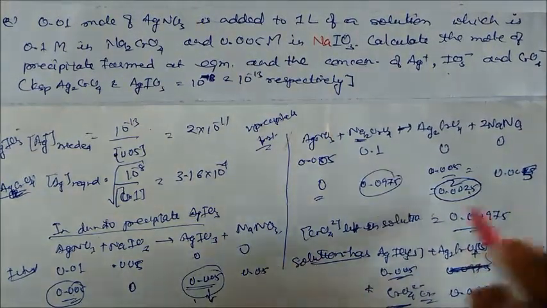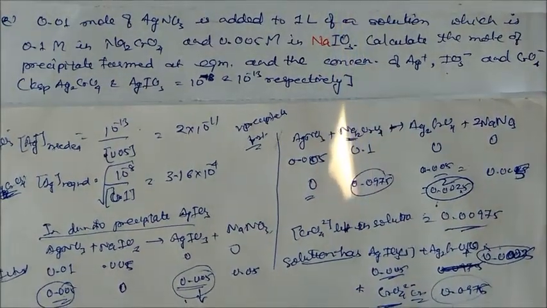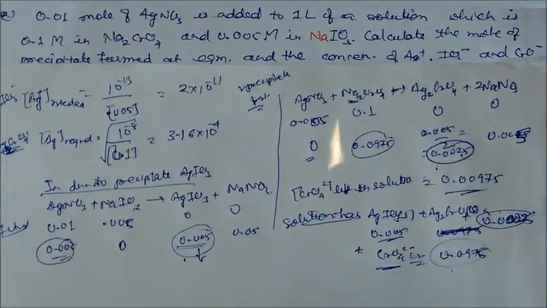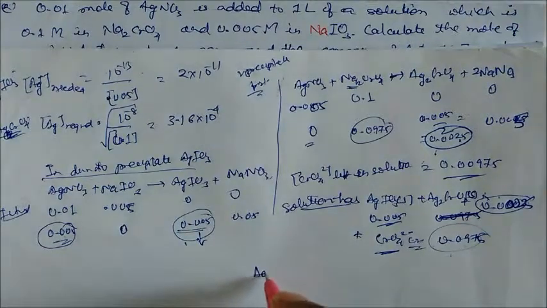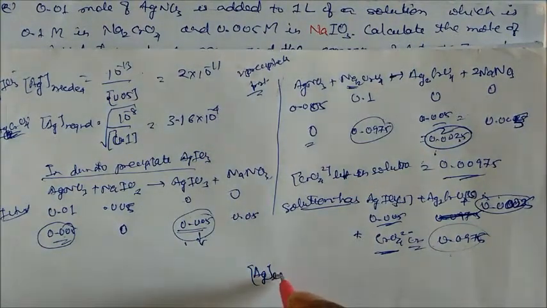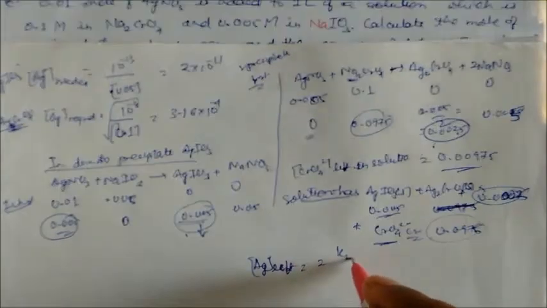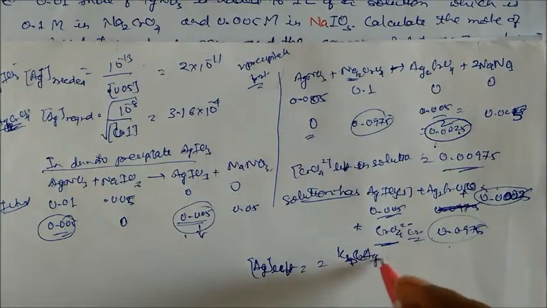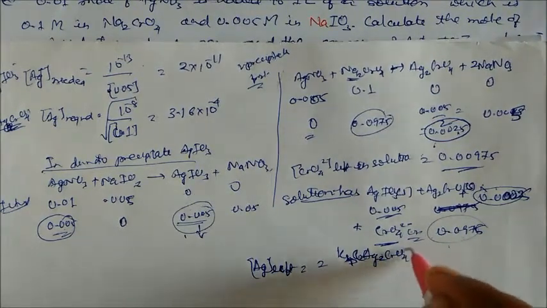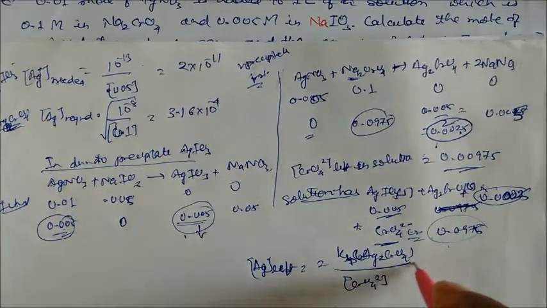So we can take this value, the three values which are present in the solution. Now next is how much silver is left in the solution. To find the silver left in the solution, we can write: silver left in the solution will be the Ksp of silver chromate, which is given here, divided by the CrO4 2 negative concentration. So we'll get the answer.